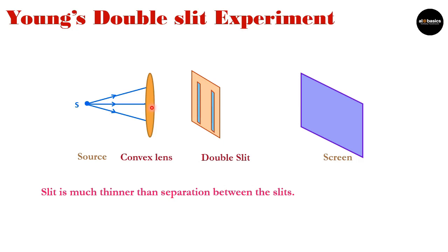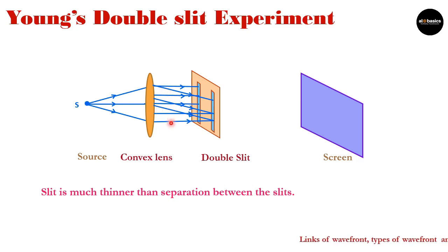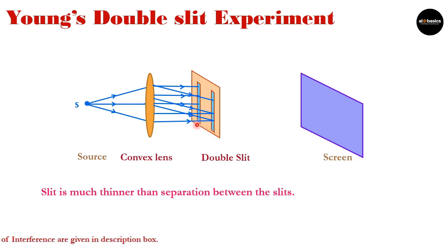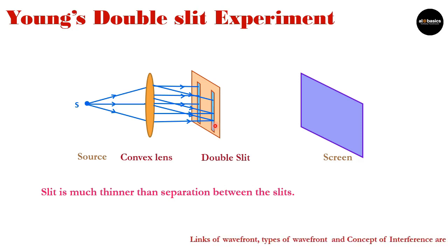When it passes through the lens, we get parallel rays as the source is placed at the focus of the lens, and as these rays are parallel, we say that the wavefront which is present here is a plane wavefront. This plane wavefront, when it passes through these two slits, they act as secondary sources, producing cylindrical wavefronts with its axis along the slit length.